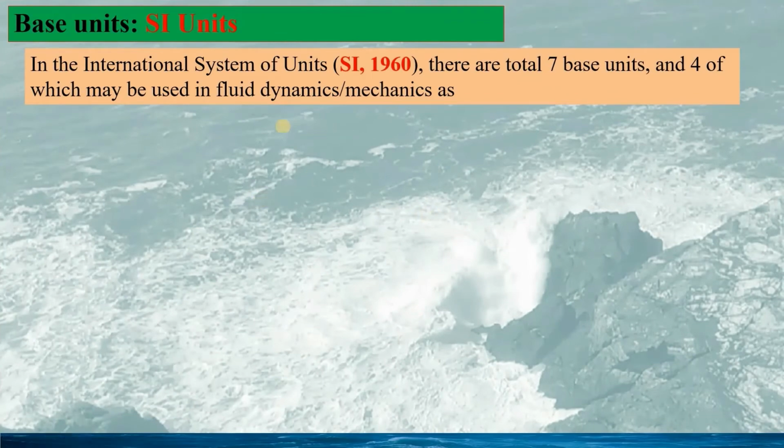Before talking about the details of dimensional analysis, we need to see the concept of the base unit and the derived unit of the physical parameters. Here, we will talk about the base unit. This is given by the International System of Units in 1960. For all physical parameters, there are a total of 7 base units, and among them, 4 of the 7 base units may be used in fluid dynamics.